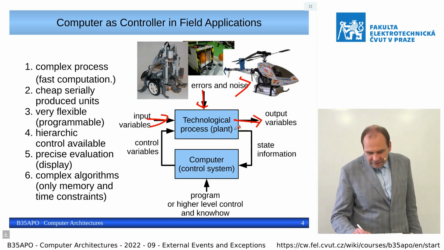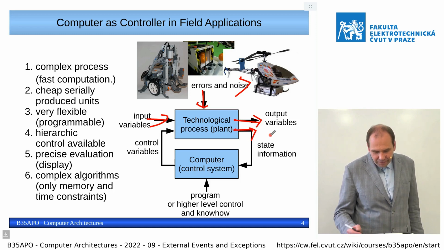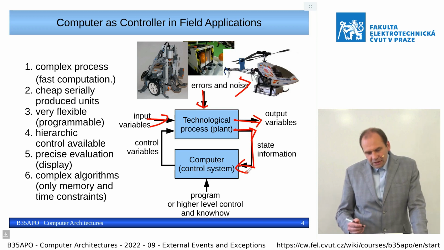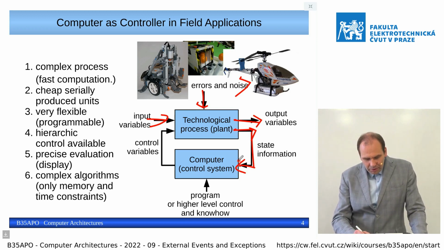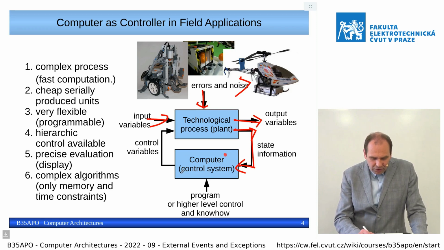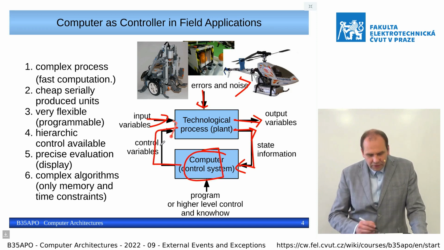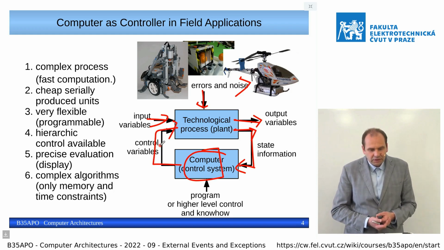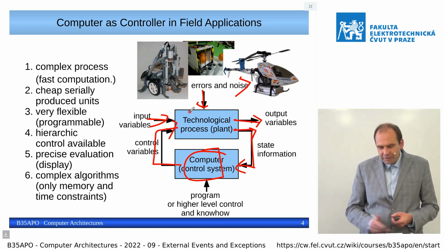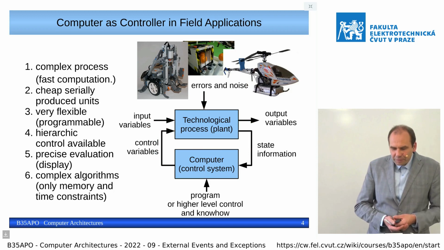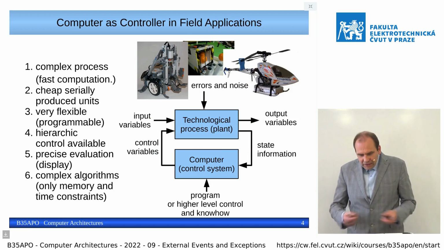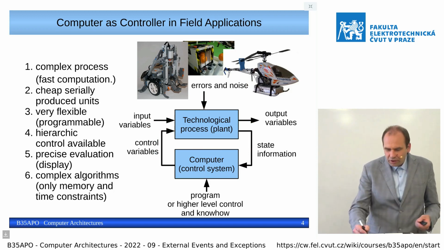And if we can sense some part of those output variables, then we can use it as state information about the system. We can somehow interpolate and estimate the state of the system and use a computer as the controller to control such controllable inputs of such system. So basically we can, for example, follow the line or control the helicopter.